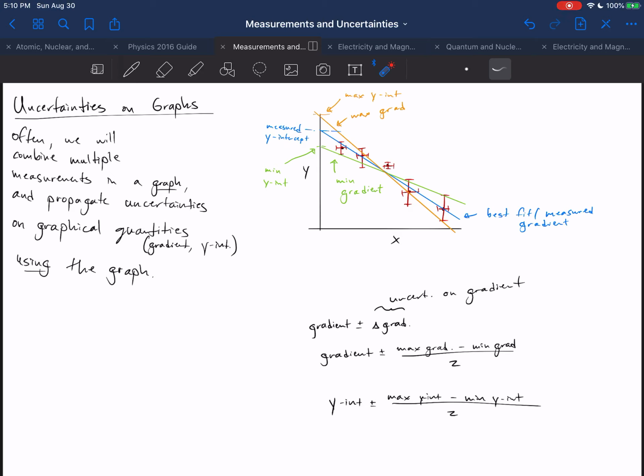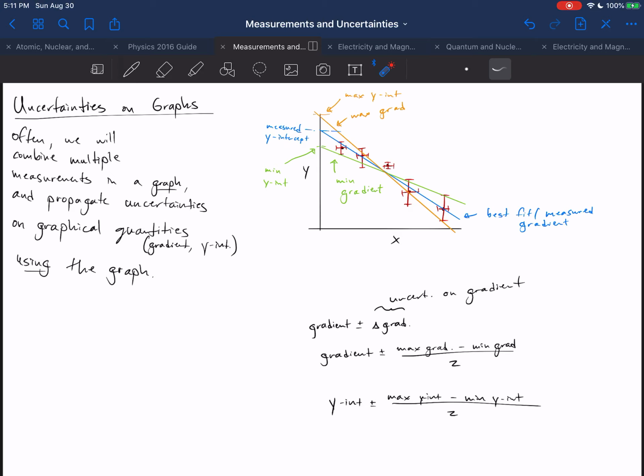Then, once you have that maximum gradient and that minimum gradient, you can use the range technique to find the uncertainty on the gradient. That is, you take that maximum gradient, you subtract the minimum gradient, and you divide by 2. And then your measured value for the gradient is whatever that value is from your graphing software or from what you've calculated by hand, plus or minus the max gradient minus the min gradient divided by 2. And that's your uncertainty on the gradient.